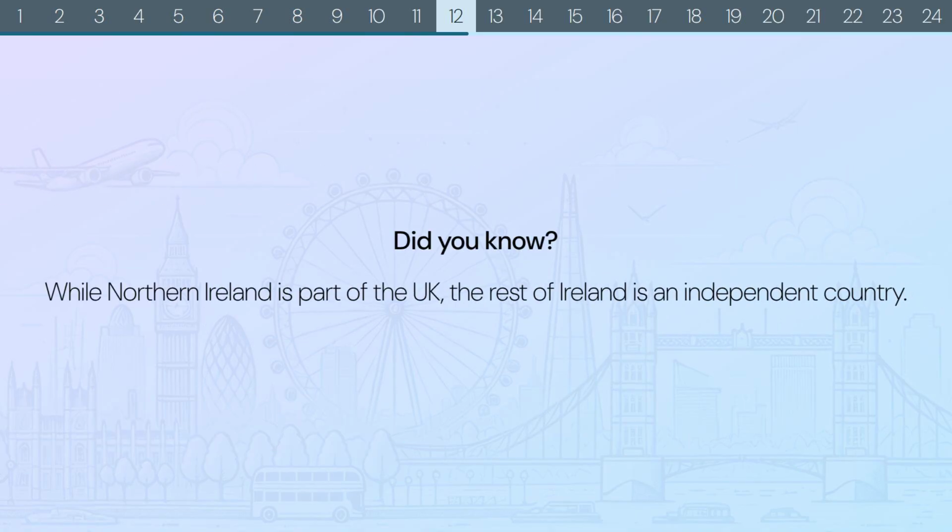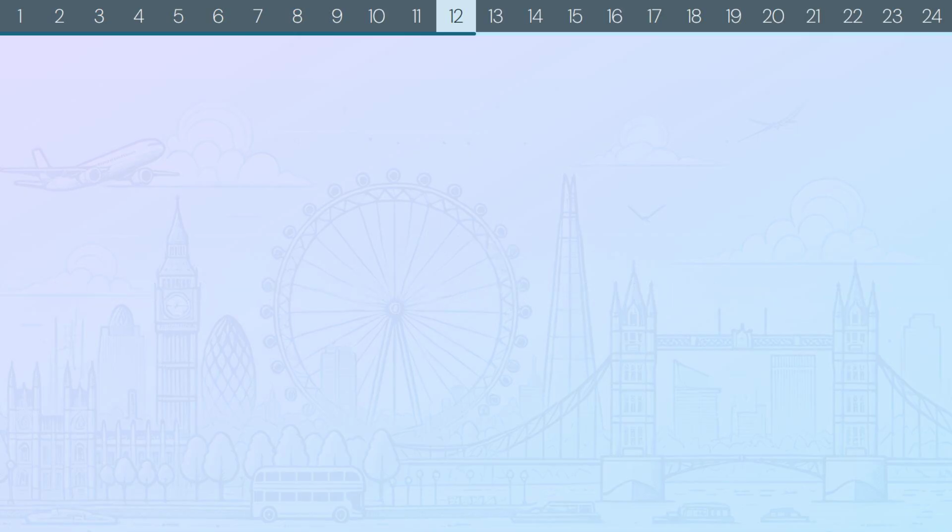Did you know? While Northern Ireland is part of the UK, the rest of Ireland is an independent country.